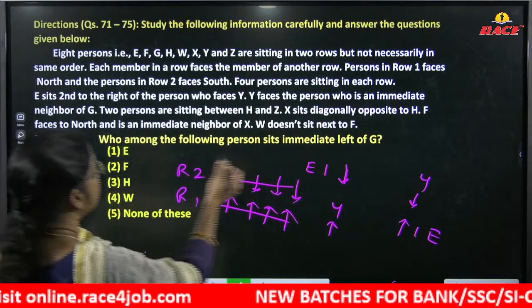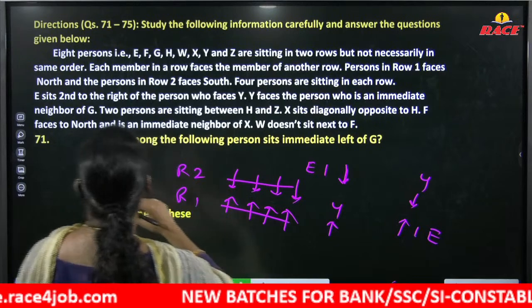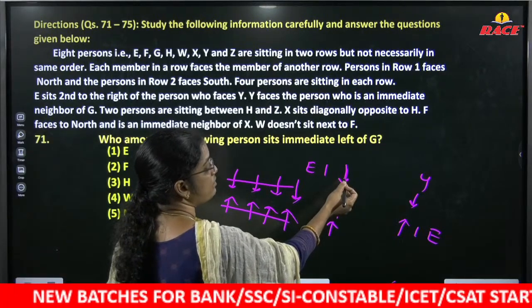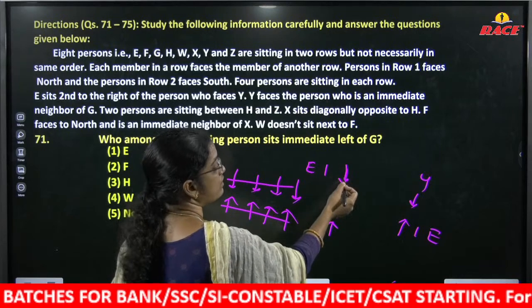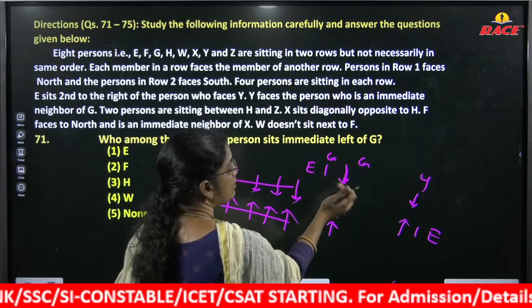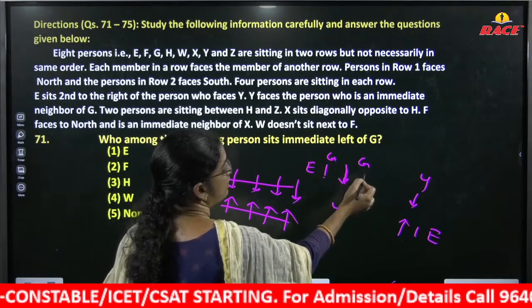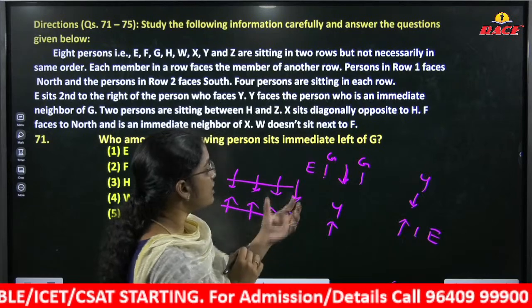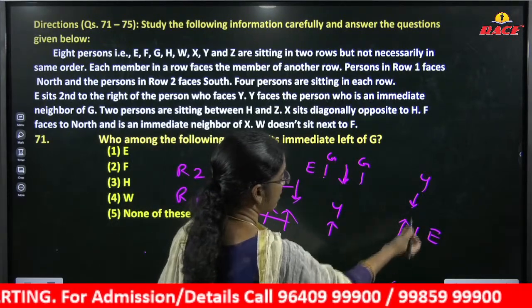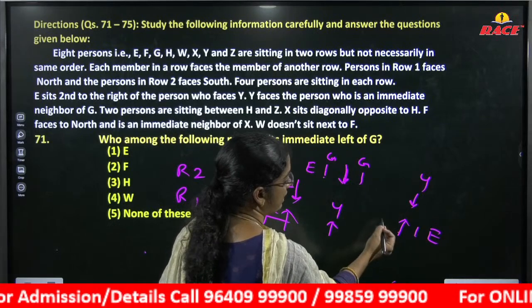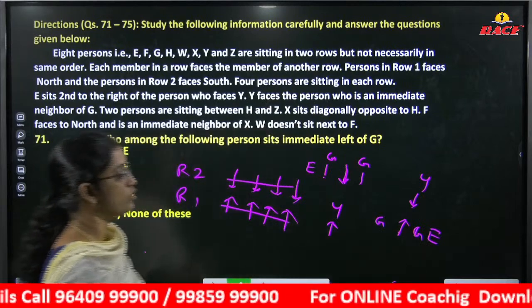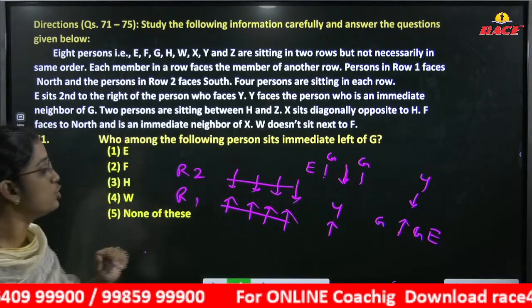Then Y faces the person who is an immediate neighbor of G. That means this person is an immediate neighbor of G, so we are getting two chances for G's position. The immediate neighbors of this person are these two places, so we have a chance to place G in these two positions.